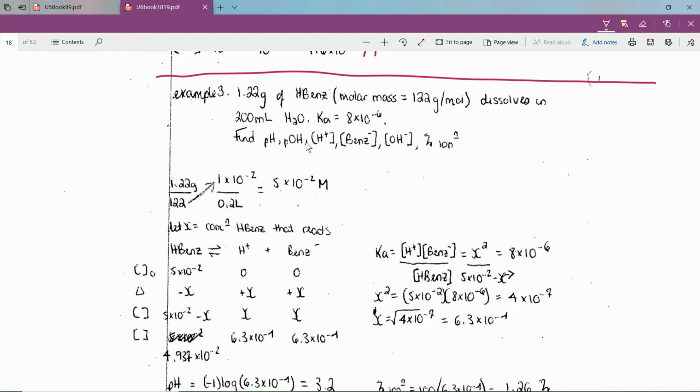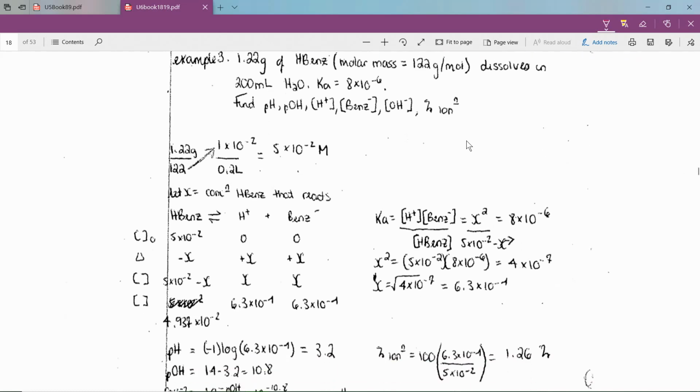So you want to find the pH, the pOH, the H plus, the benz minus, the OH minus, and the percent ionization. Okay, you don't always have to find all of them, but you have to answer the question. Sometimes I ask you to find all of them. So let's start by getting the molarity. 1.22 divided by 122 is 0.01, divided by 0.2, 5 by 10 to the minus 2 molar. So that is my initial concentration of benzoic acid.